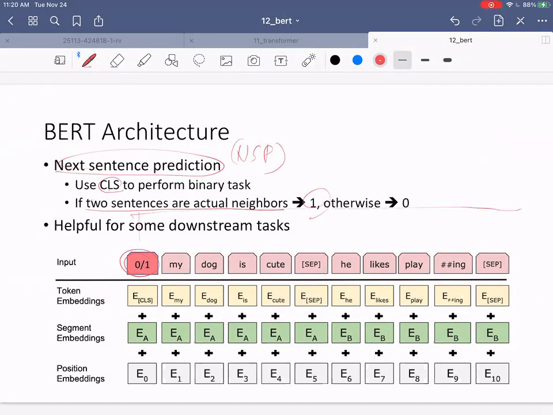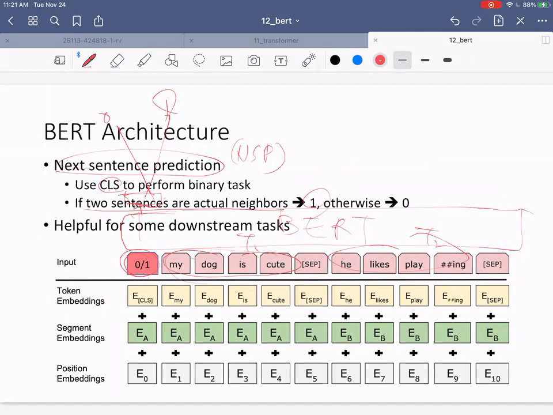So again, there's a transformer layer here. There's BERT layer, there's BERT layer, and then there will be a CLS corresponding token output. Using this, if T1 and T2 are consecutive sentences, then this should be one. If these are not consecutive sentences, for example, like 'my dog is cute' then 'Messi scored two goals', it's not consecutive sentences. So in that case, it should be zero.